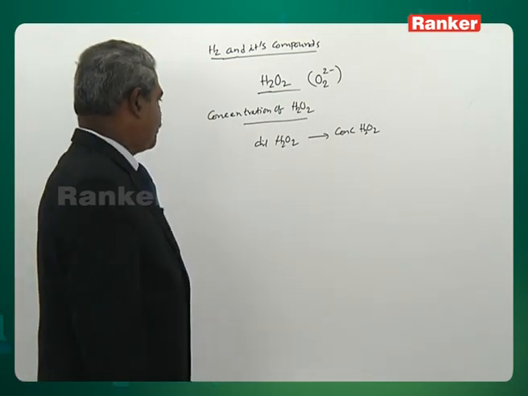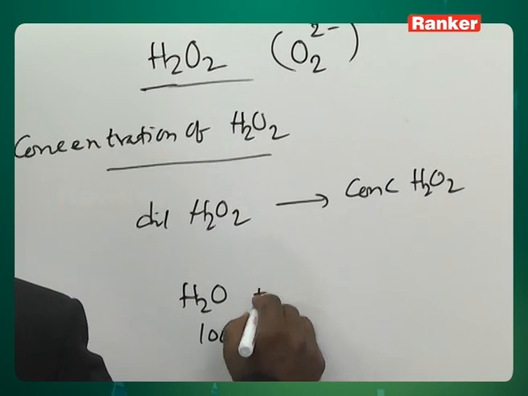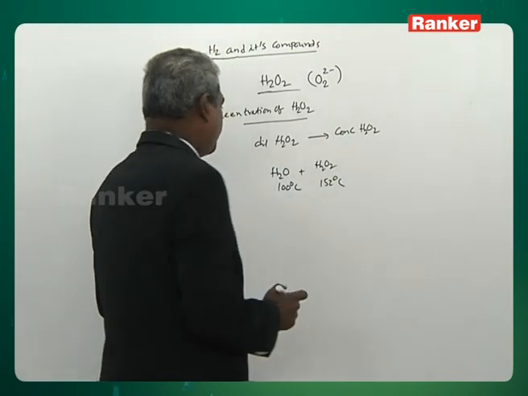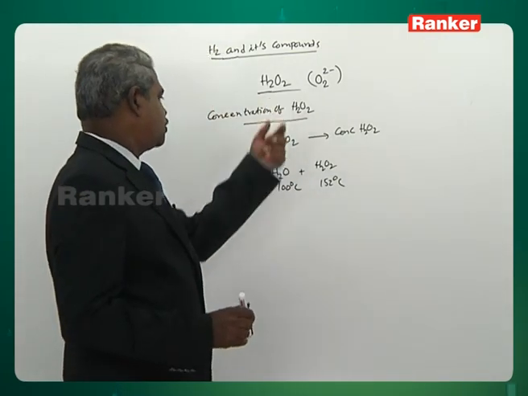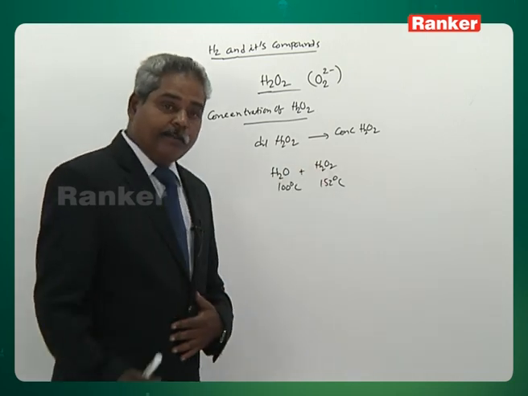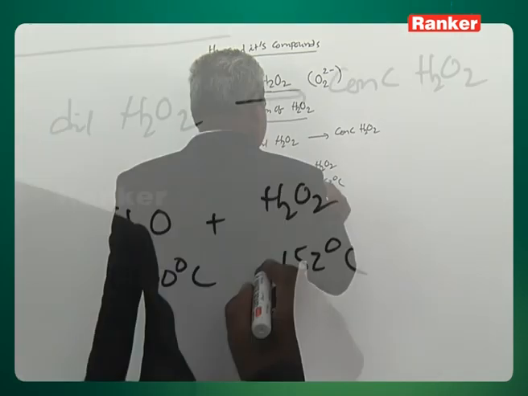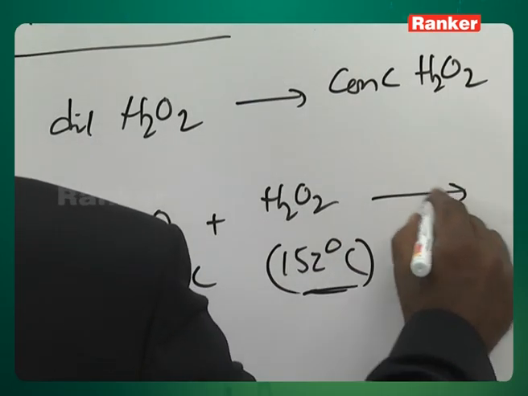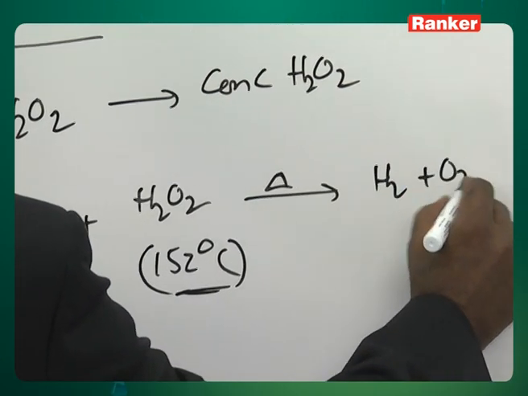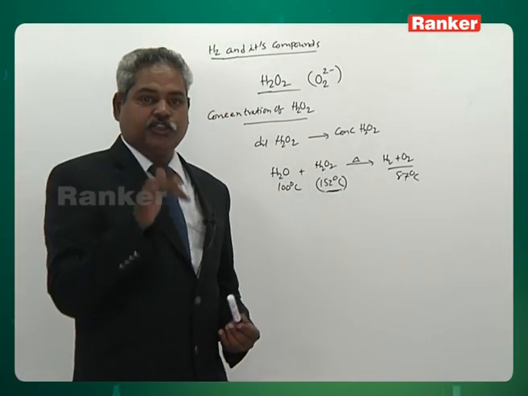Something like distillation. Because the boiling point of H2O is 100 degrees centigrade and the boiling point of H2O2 is 152. Since there is a difference in boiling points, while heating by 100 degrees, this should evaporate theoretically. But what happens is H2O2 decomposes at 87 degrees. So if you start heating, this is the boiling point, but on heating, it will decompose at 87 itself. At 87 itself, you will get H2O plus O2. Means H2O2 decomposes even before it reaches its boiling point.